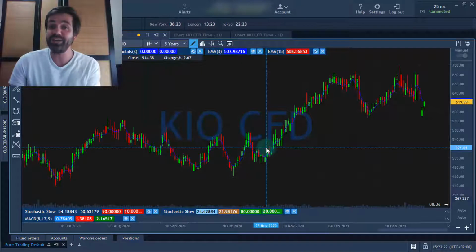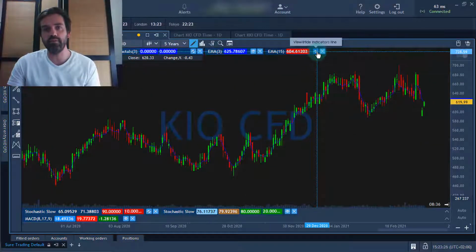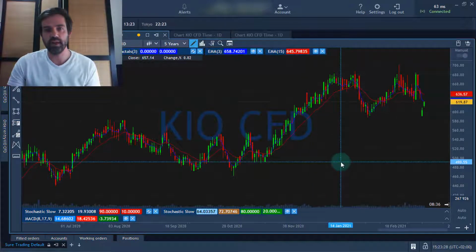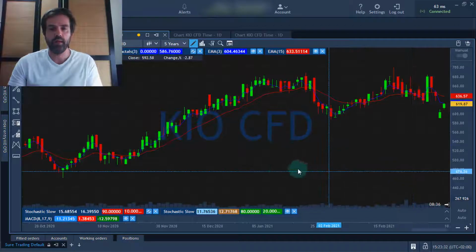And right now we're going to add a second moving average, which is a slower moving average. This is a 15-period moving average. You can see that over there in red. Let me just zoom in so you can see it a bit better.